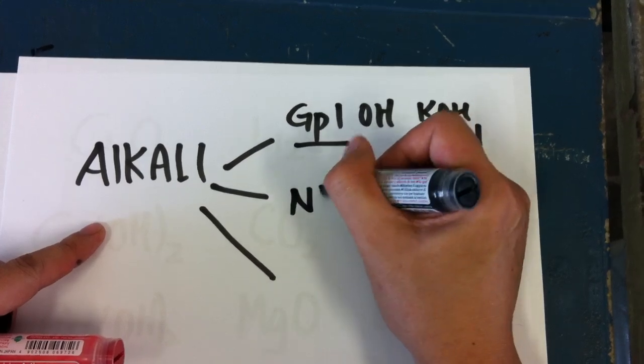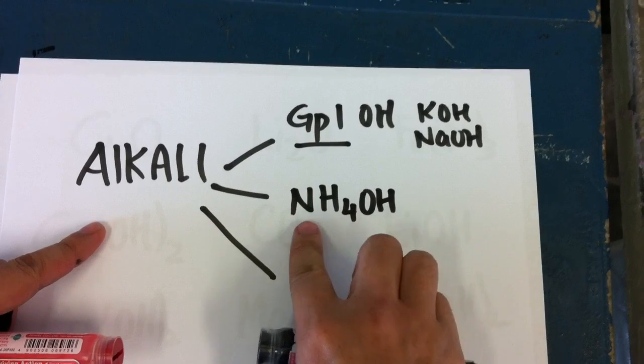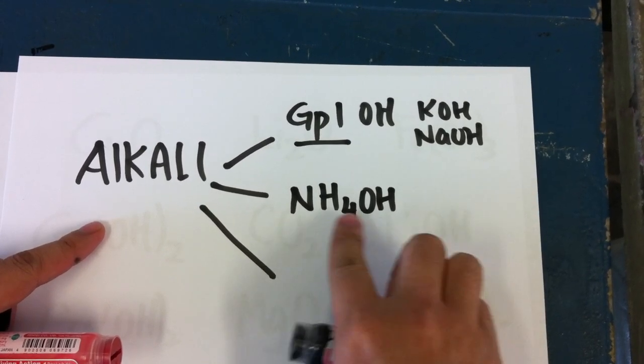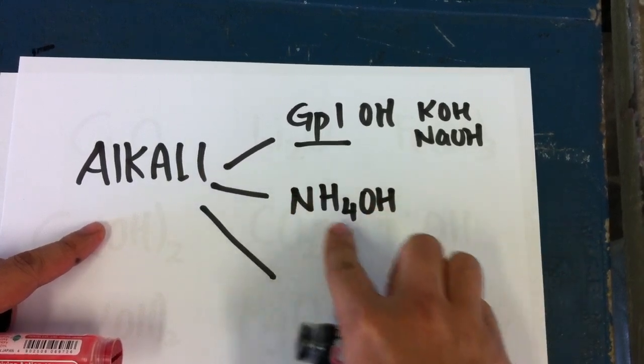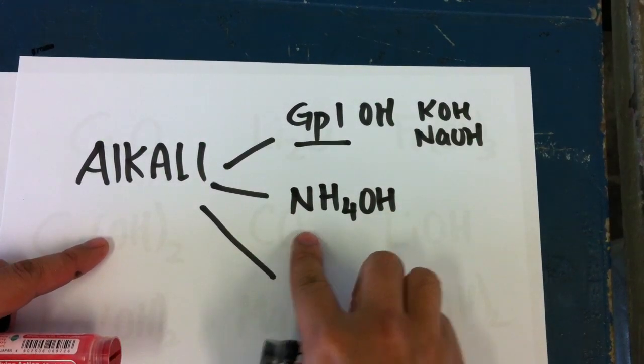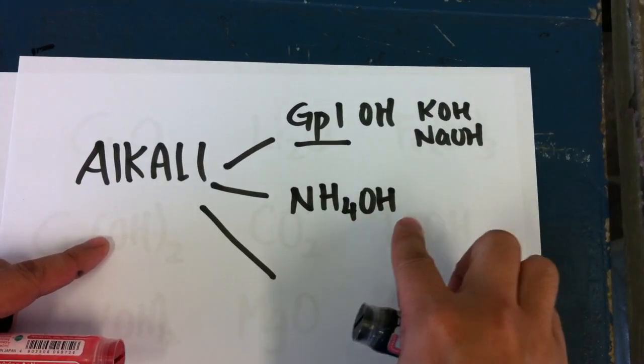Second category is aqueous ammonia, or ammonium hydroxide. Aqueous ammonia or ammonium hydroxide is also an alkaline. It's a standalone category. It is a non-metal, but it has a hydroxide. This one is a special kind of hydroxide.